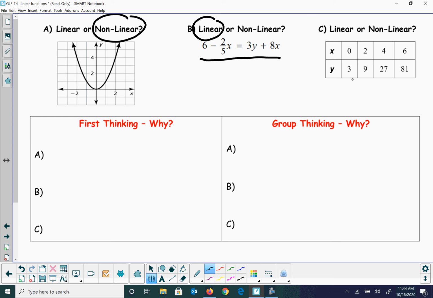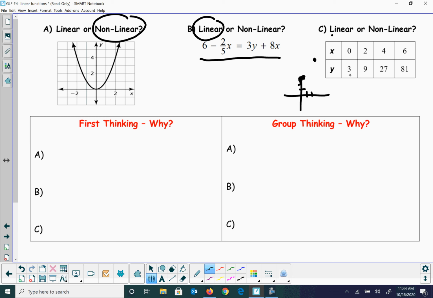Okay, and next one, linear versus not. So let's see. So 0, 3. What would 0, 3 look like? It would be up here. And then 2, 9 would be up here. And 4, 27 would be up here. 6, 81 would be up here.